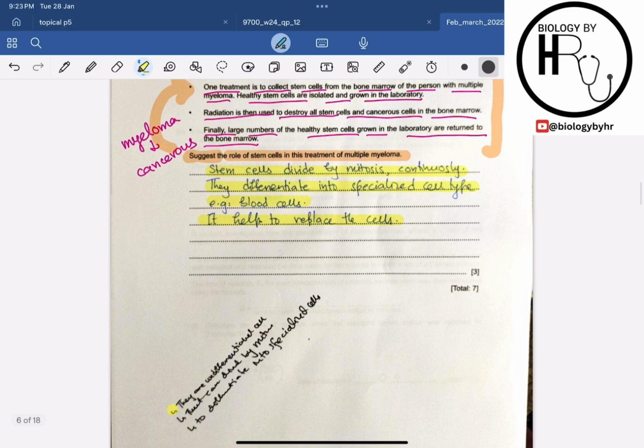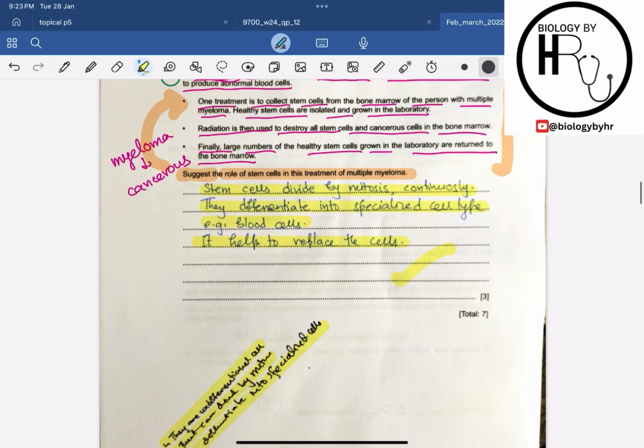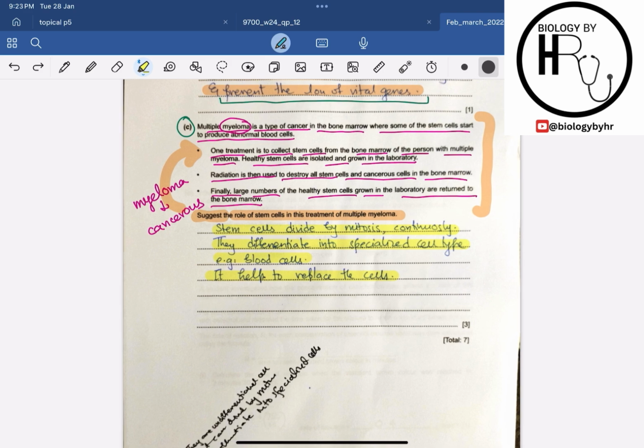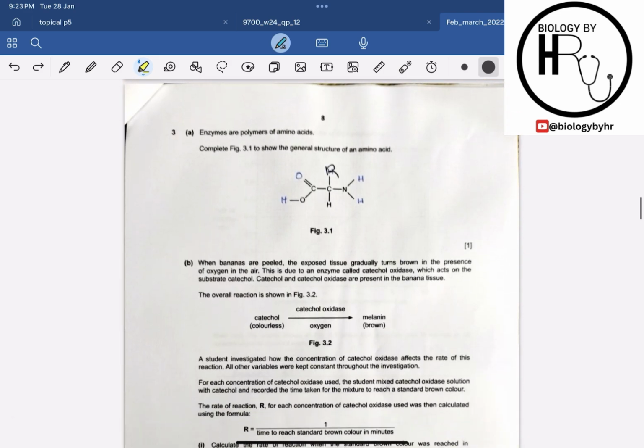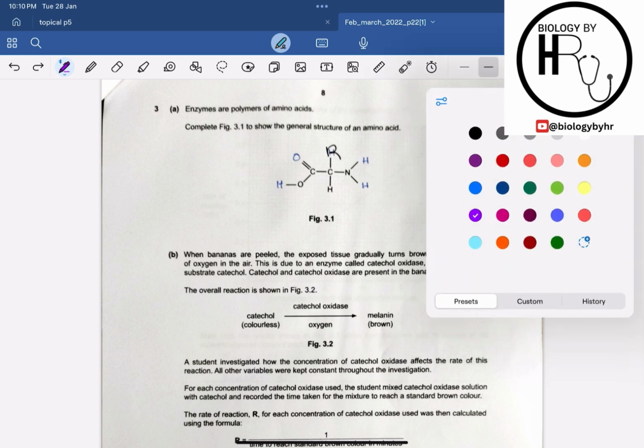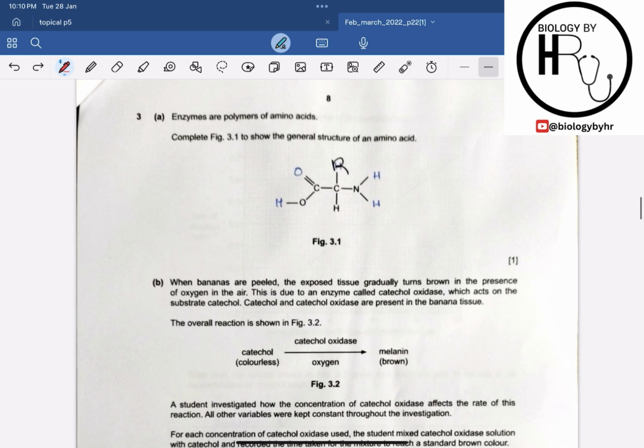Over here I have also written that they are undifferentiated cells. The thing which I have written in the above paragraph, that they are undifferentiated cells, they can divide by mitosis and they can differentiate into other specialized cells, which will help to replace the cells which are being destroyed by the cancer. All right, so I hope that this is also clear to all of you. Let's now start.